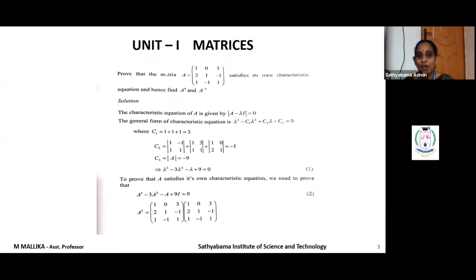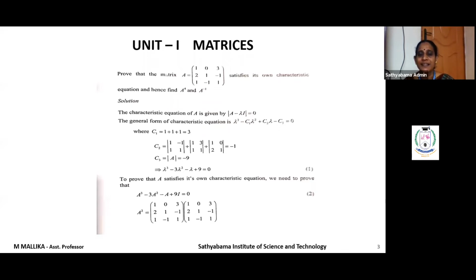C2 is the sum of the minors of the diagonal elements. Here, 1, 1, 1 are the diagonal elements. I'll take the first diagonal element, which is 1. To find its minor, I have to remove the row containing 1 and the column containing 1. When I remove the row and column containing the first diagonal element, I will be left with a 2 by 2 matrix: 1, minus 1, minus 1 and 1. Take the determinant of the first one, plus take the second one. The second diagonal element is also equal to 1. Its minor is obtained by removing that row and that column, so you'll be left with 1, 3, 1, 1, right? Plus the third one.